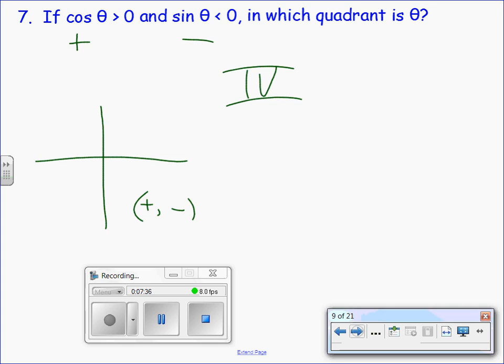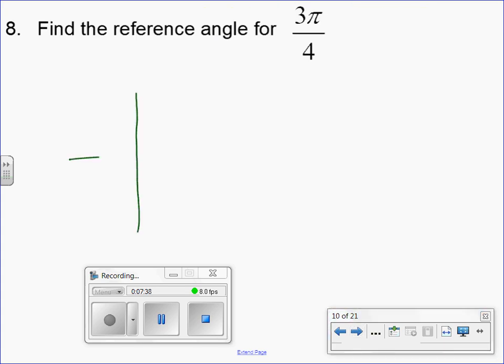Number 8. We'll just do it together. Look on your unit circle and see if you can find 3 pi over 4. If you can't find it, we'll have to convert it. But I think you could probably find it. All right, they did locate it. It's at 135. I always try to get myself into degrees because I think in degrees better.